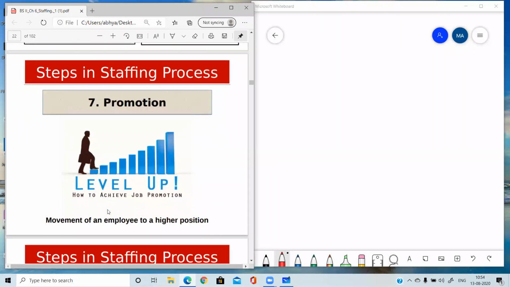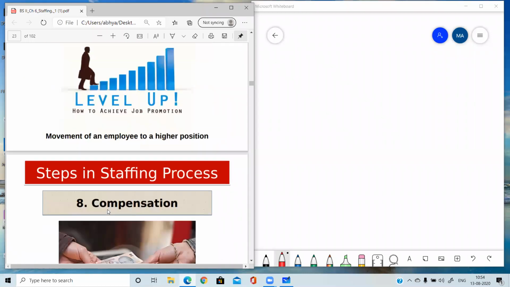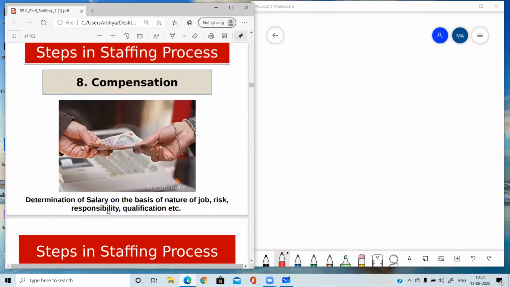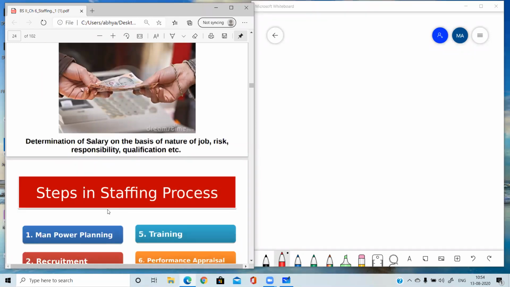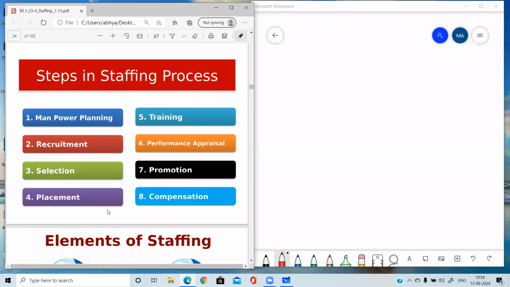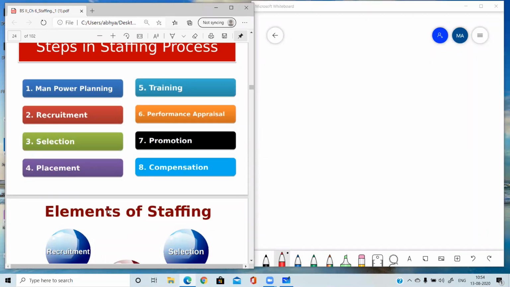So the next step is promotion and career planning. And the last step is compensation. Compensation means any amount which is paid to the employee, whether it is in direct form or indirect form. So it is of two type, direct and indirect. In direct, salary, wages, bonus, different type of allowances are there, and in indirect, medical insurance and other facilities are there. So these are the complete staffing process and the steps in the staffing process.